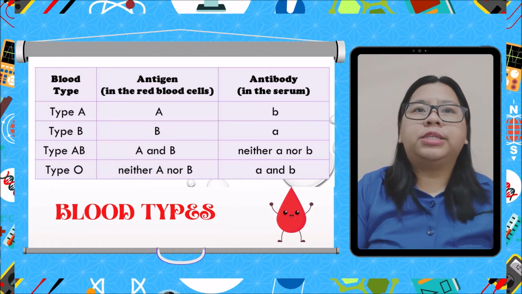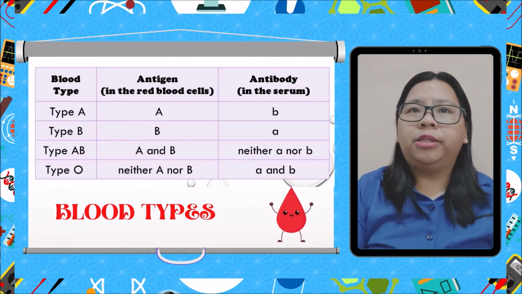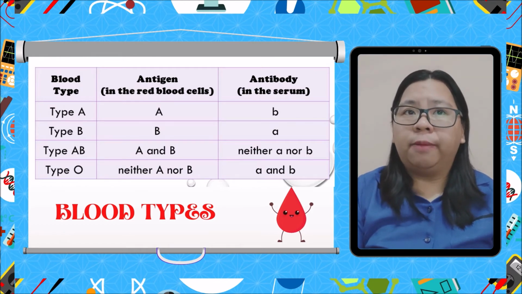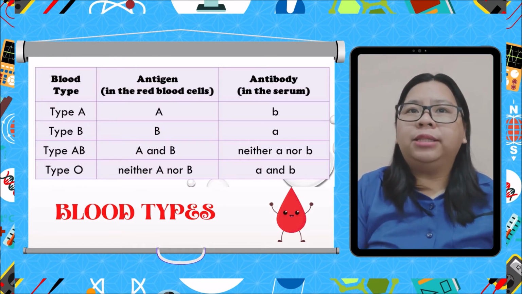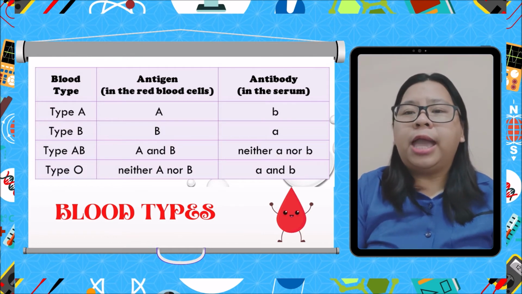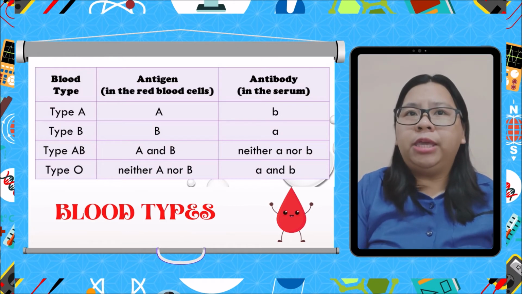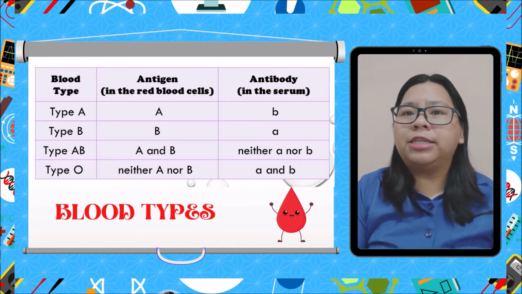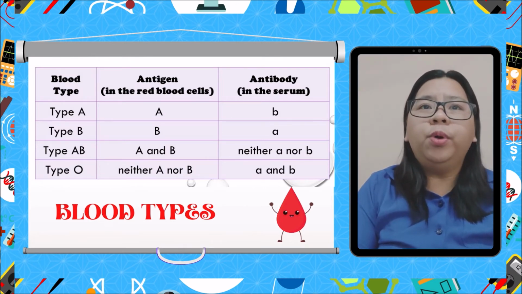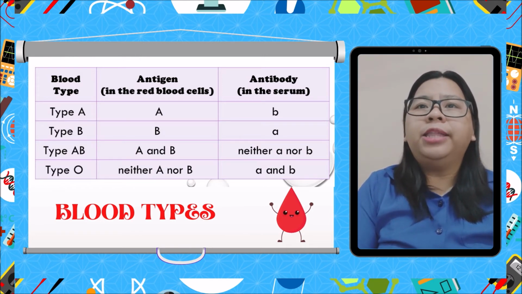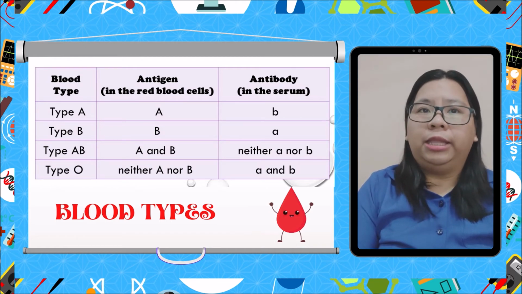If a person has blood type A, the antigen in the red blood cells is A, and the antibody in the serum is B. For blood type B, the antigen in the red blood cells is B, and the antibody in the serum is A. For blood type AB, the antigen in the red blood cells is A and B, but the antibody in the serum is neither A nor B. And for blood type O, the antigen in the red blood cells is neither A nor B, and the antibody in the serum is A and B.